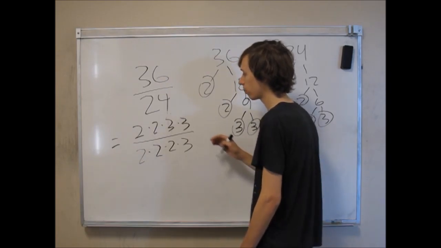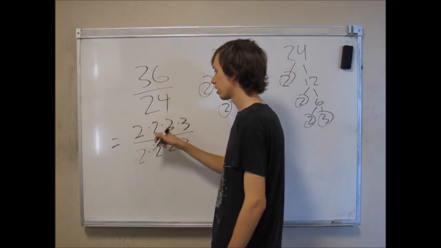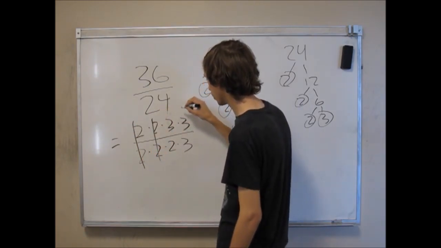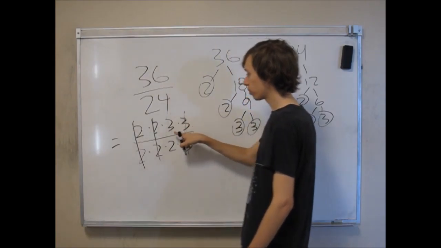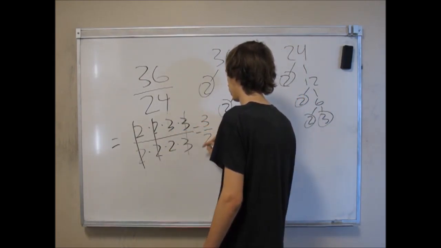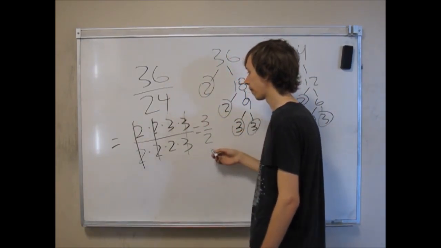Okay, and then just like before, we can cancel out anything that's the same in the numerator and the denominator, since those would equal 1. And then there's 3 over 3 right here. And we're left with this 3 over this 2. And it turns out 36 over 24 is equal to 3 over 2.